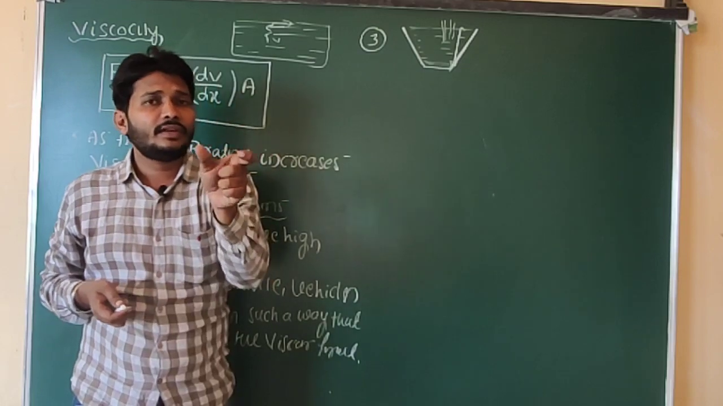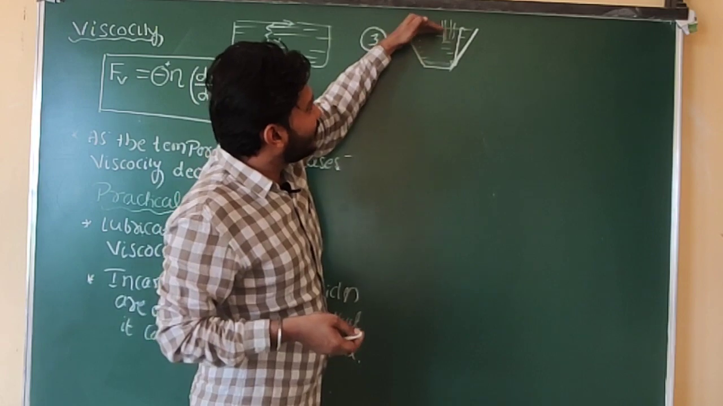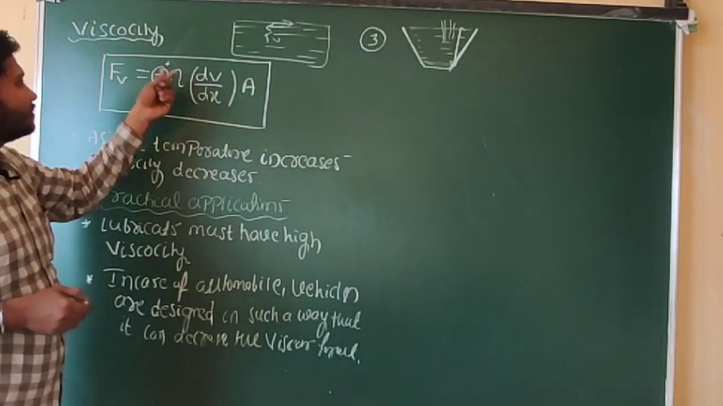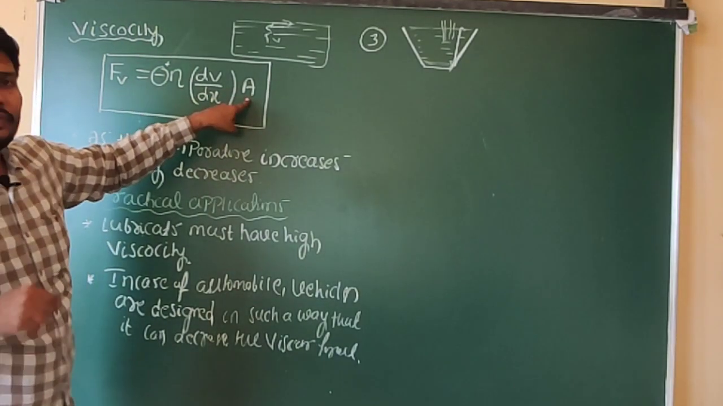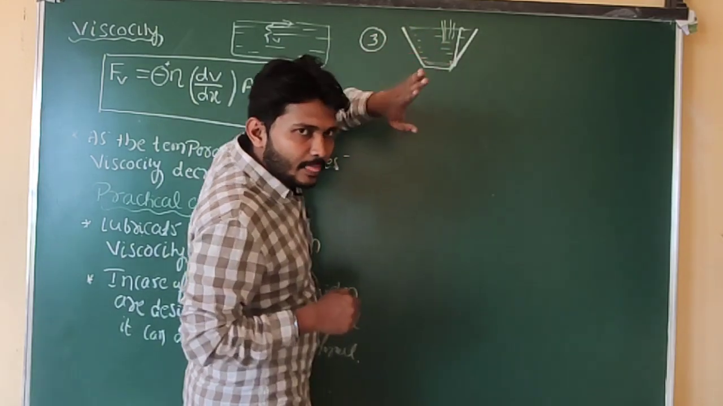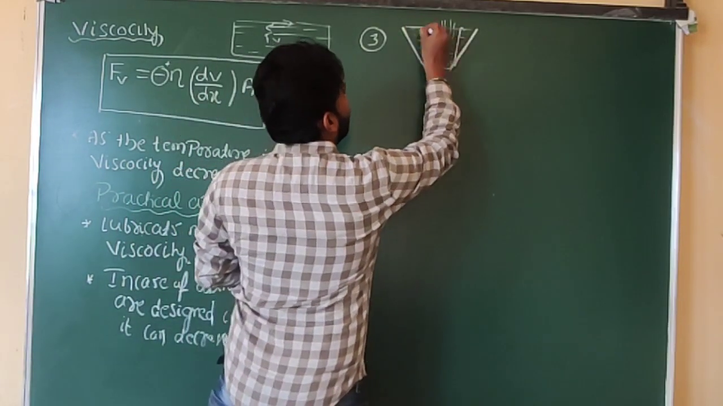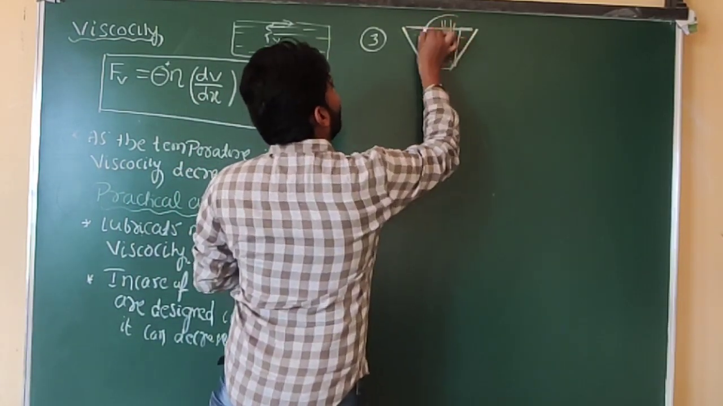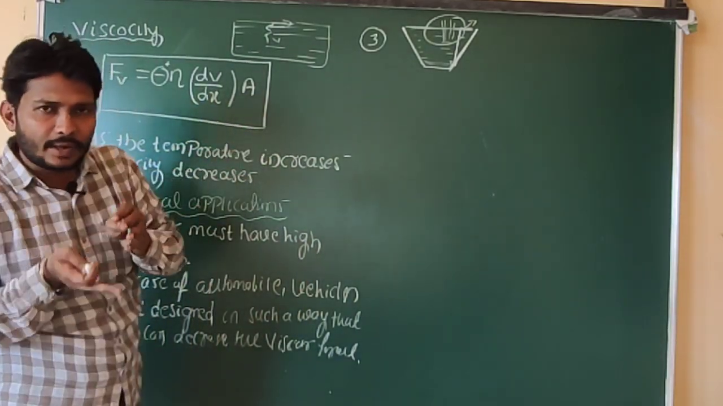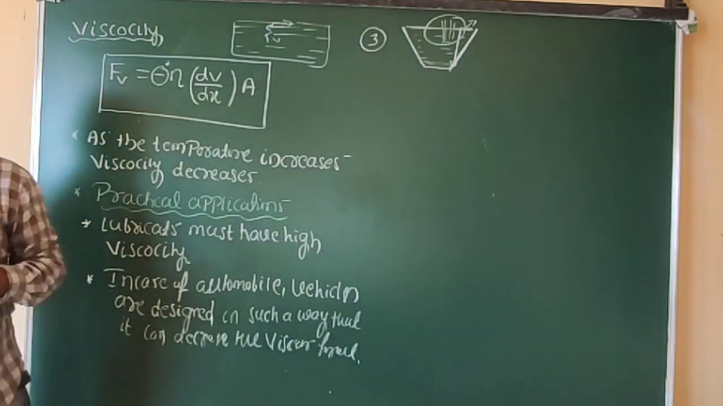The purpose of giving that V shape is so that as you move from the top to the bottom, the area of contact decreases. Fluid viscosity depends upon the area of the layers. The area of the layer decreases from top to bottom, right? Because of this, where the area is more, the fluid moves with greater velocity at the top compared to the bottom. So these are the applications related to viscosity.